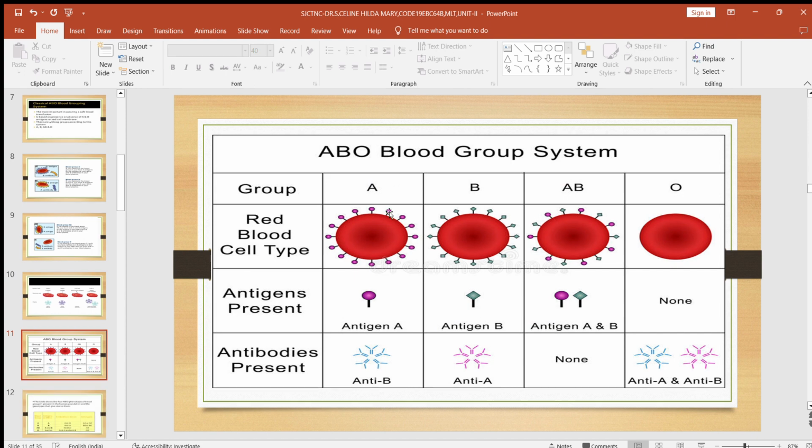This slide also shows the presence of the different antigens, as well as the corresponding antibodies in the blood plasma, in different blood groups of the ABO blood group system.